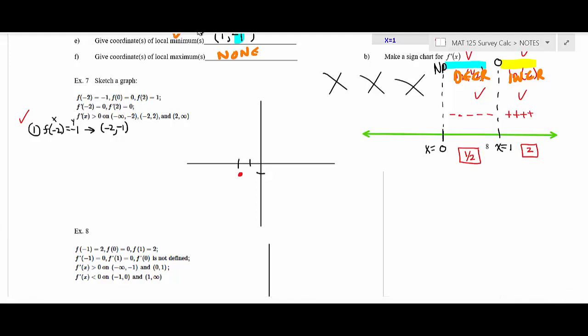That's a point. The second thing I have is f of 0 equals 0. Okay, that tells me that I have a point 0, 0 on the graph. Okay, so I got that. All right, the third thing is f of 2 equals 1. So we've got 2 points so far.